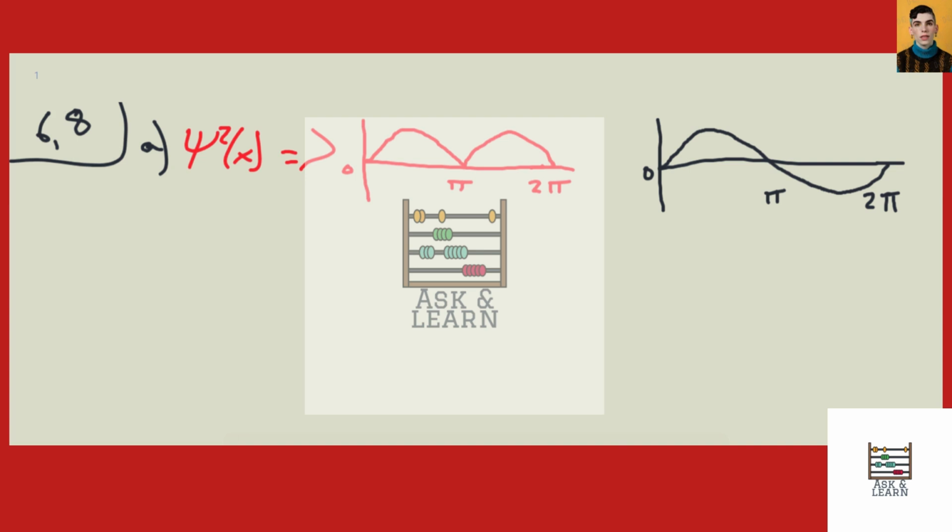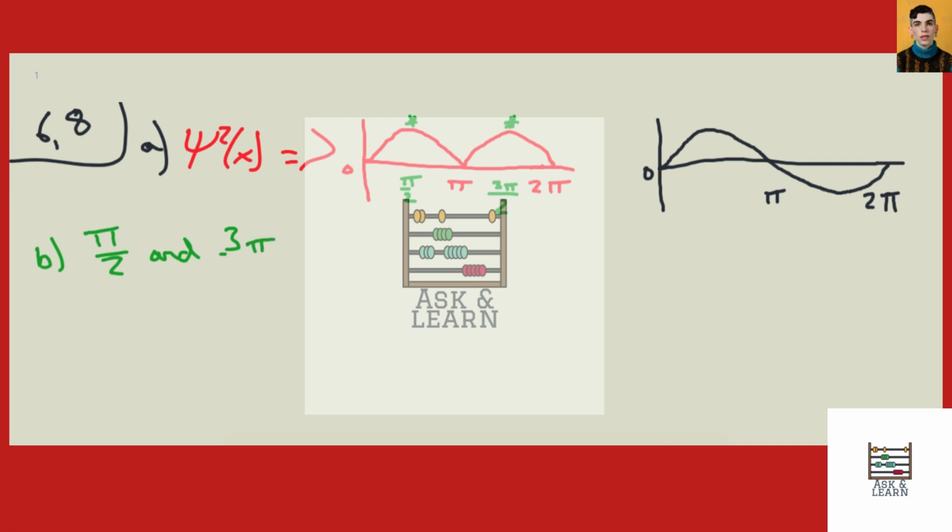And then part B asks us at what value or values of x will there be the greatest probability of finding the electron? So the greatest probability of finding the electron is going to be the point at which the probability density is the highest. And we can see that there are two maxima in this function, which correspond to pi over 2 and 3 pi over 2. So those are the two most probable locations for the electron.